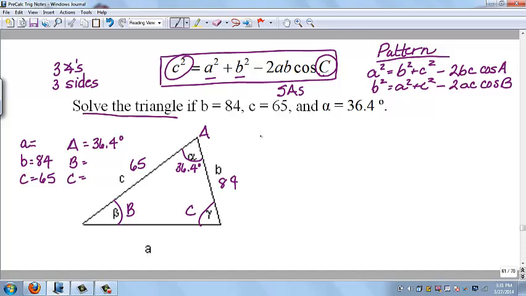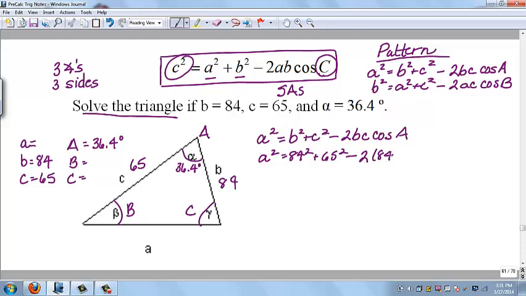So we're going to set it up using this formula. A squared, that's what we're going to look for, equals B squared plus C squared minus 2BC cosine of the angle A. Now let's go through and plug in what we know. So I have A squared equals 84 squared plus 65 squared minus 2 times 84 times 65 cosine of 36.4 degrees. And please make sure your calculator's in degrees, or this isn't going to come out.